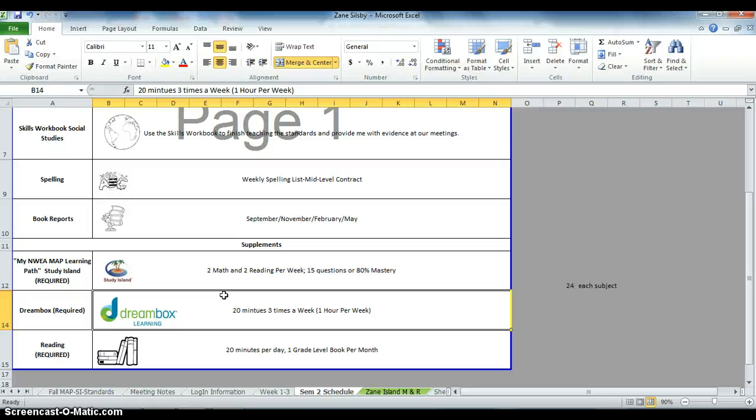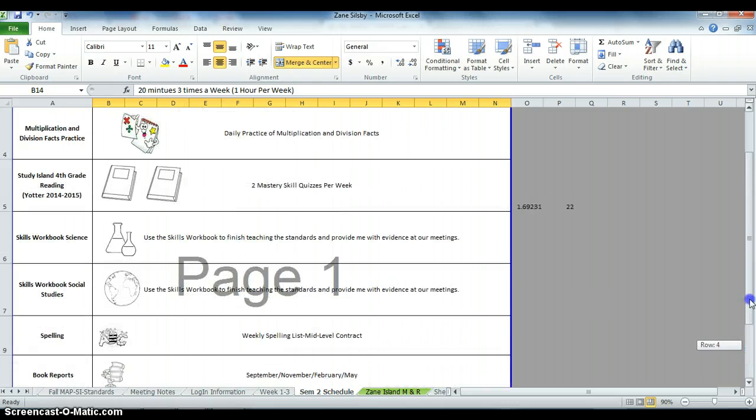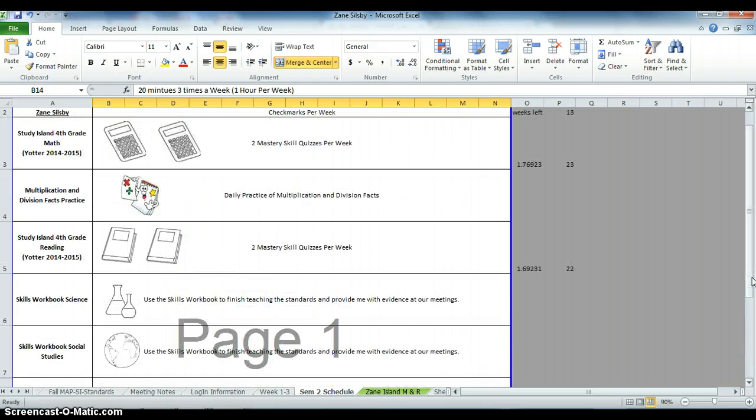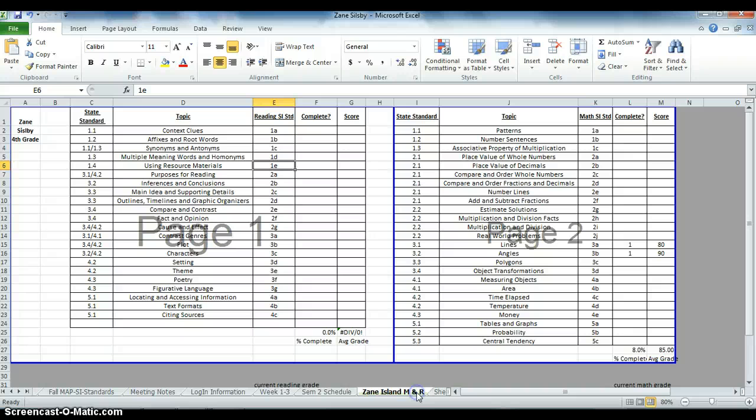Dreambox, I put it on here because it is required, so we'll just keep that on our schedule, and if we can get to it, that would be fantastic. 20 minutes 3 times a week. Maybe if he's not as frustrated with iReady, then this would work out well. So that's his new schedule. That's also included in this email.